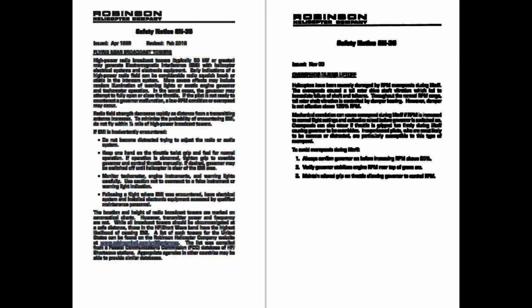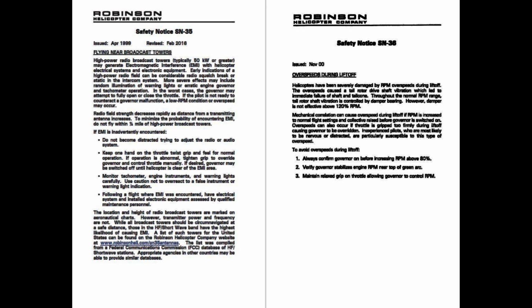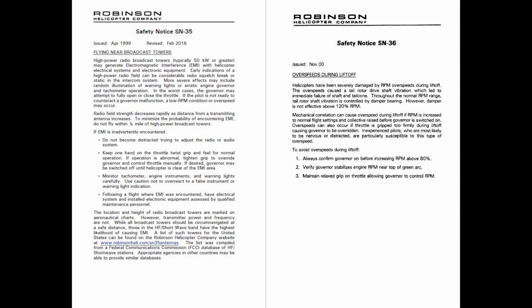R44 Safety Notice Quiz. During takeoff, what effect will an overspeed have on the helicopter? Throughout the normal RPM range, the tail rotor vibration is controlled by a damper bearing. However, the damper bearing is not effective above 120% RPM. Tail rotor RPMs above 120% will cause vibrations that can cause failure to the tail cone and the drive shaft, which may lead to immediate failure of the shaft and the tail cone.